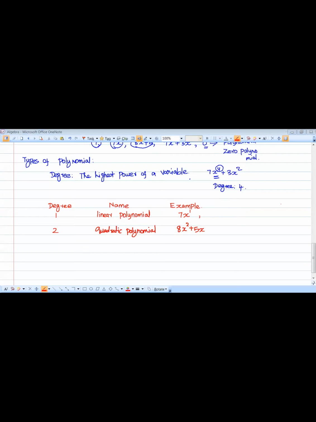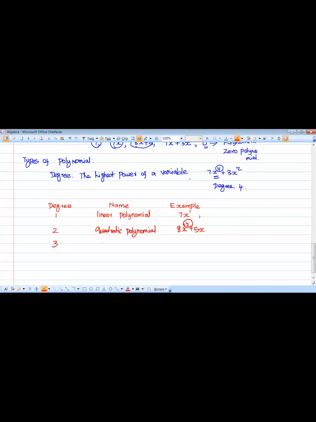Sir, if both the degree is same, then the power will be. If both the powers are same, then we can say the degree is also same. 8x square plus 5x. Here, what is the meaning of this? The degree of this polynomial is 2. So that's why it is called quadratic polynomial.